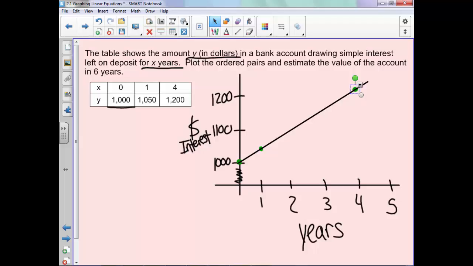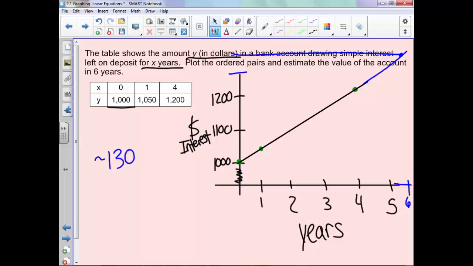And now we want to estimate the value of the account in 6 years. So you could, just looking at this graph, your 6 would be way out over here. But if we continue this line on, 6 would be here, coming over here. It'd probably be around $1,300, close. And this is just our estimate. However, we can get more exact.